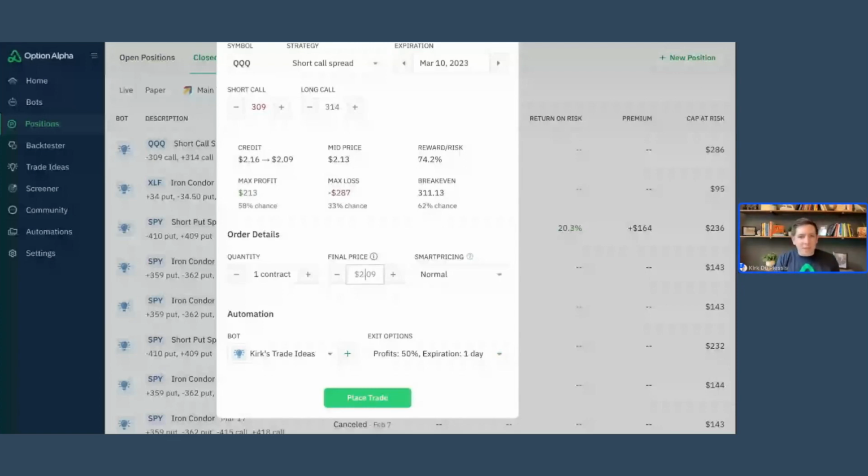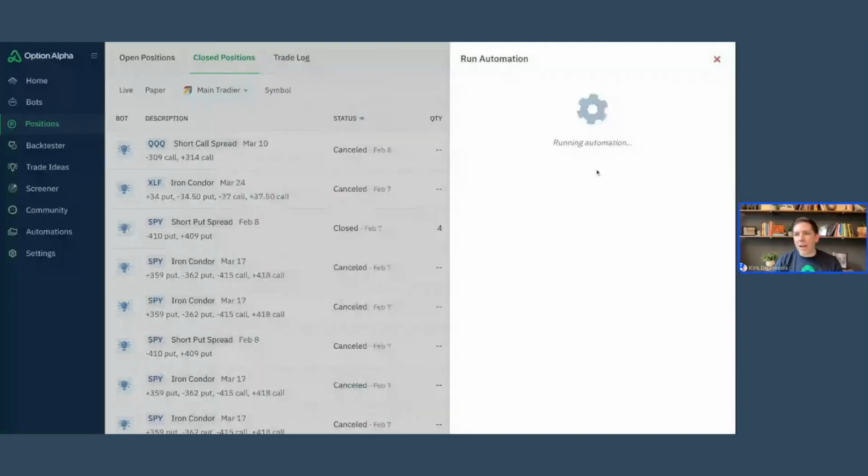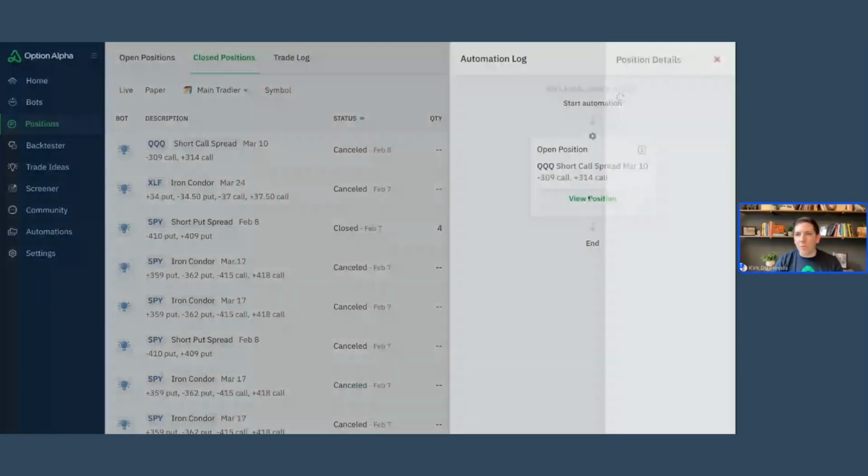So you have to set the price. We can't determine the price for you. You have to set that final price. So I'll say here, okay, I'm willing to go to 211 this time. Mid price is 213. Let's place the trade this time. And I would hope we would probably, yeah, we got filled right away on this position.